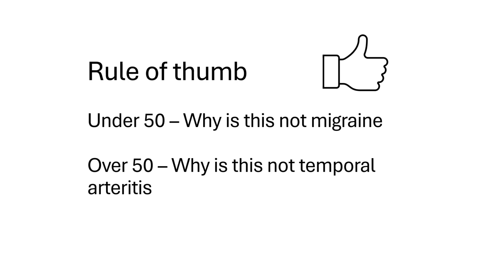I think humans are not algorithmic creatures. We're heuristic creatures. We like rules of thumb. So based on that probability model, we can start with a very simple rule of thumb. If someone comes in under 50 with a headache, a reasonable place to start would be by asking yourself, why is this not migraine? If they are over 50, although migraine can present over 50, it's relatively rare, but it can happen. I think a more appropriate question to ask yourself is, why is this not temporal arteritis?